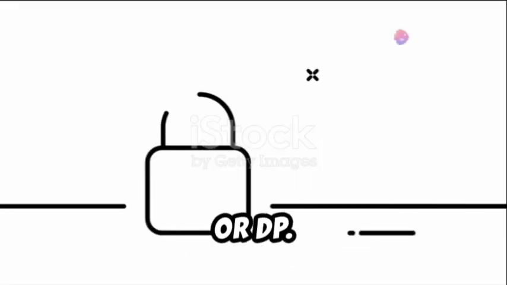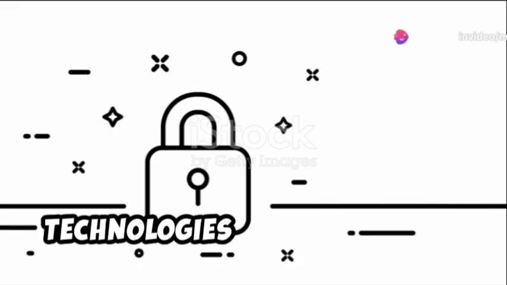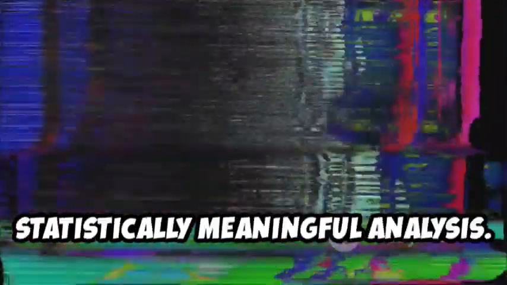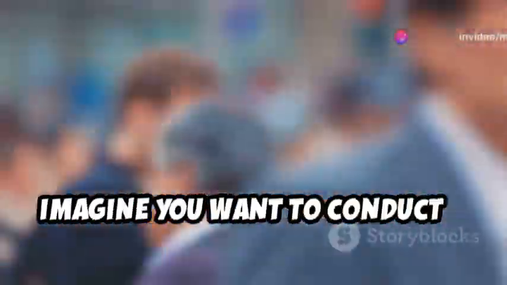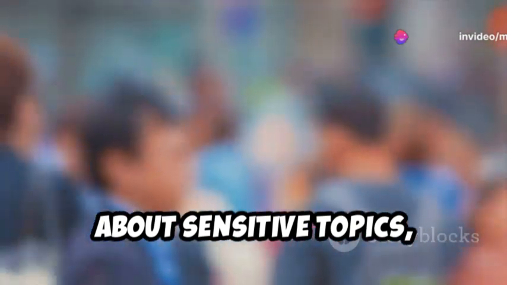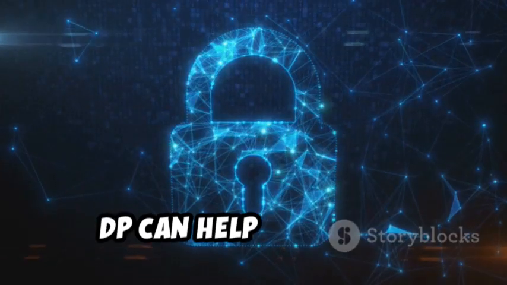Last but not least, let's talk about differential privacy, or DP. DP is a bit different from the other technologies we've discussed. It's not about keeping data completely secret, but rather about adding noise to datasets in a way that protects individual privacy while still allowing for statistically meaningful analysis. Imagine you want to conduct a survey about sensitive topics, but you want to ensure that individual responses cannot be traced back to specific participants. DP can help with that.